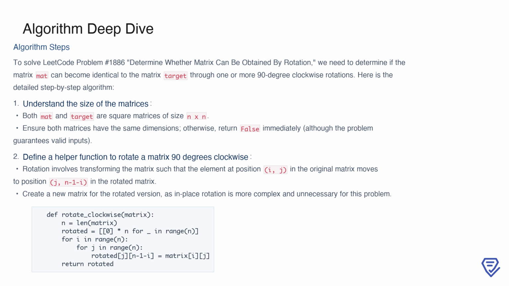Next, we define a helper function to perform a 90-degree clockwise rotation. The key idea is to remap the element at position (i, j) in the original matrix to position (j, n-1-i) in the rotated matrix. To make this process simpler, we create a new matrix to store the rotated result rather than modifying the input matrix in place. This avoids unnecessary complications and keeps the implementation clean. The provided Python function, rotate_clockwise, achieves this by iterating through the rows and columns of the input matrix and populating the new matrix with the rotated values.